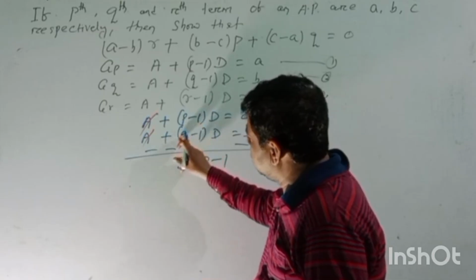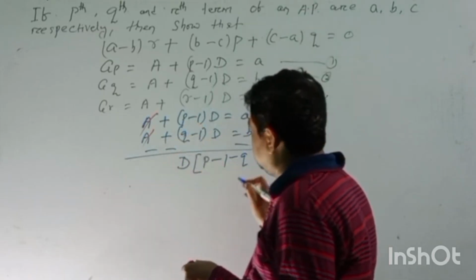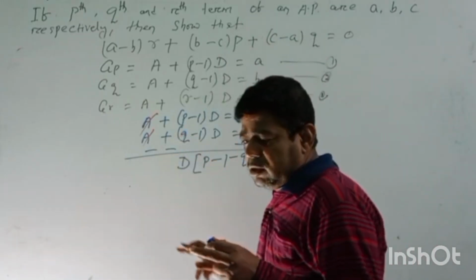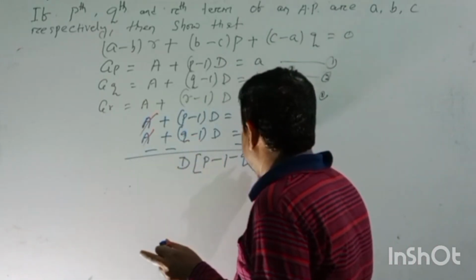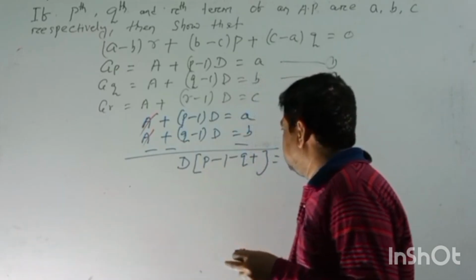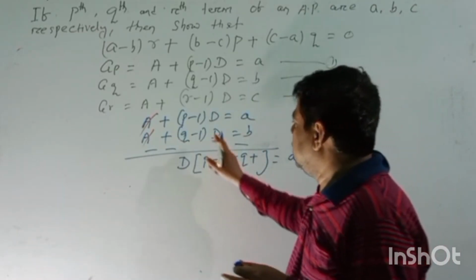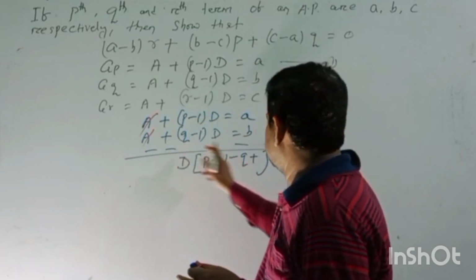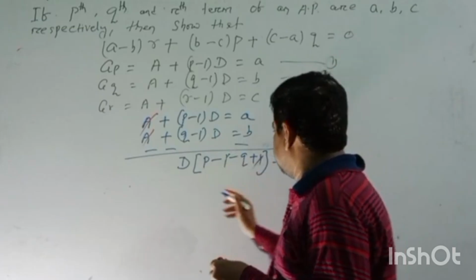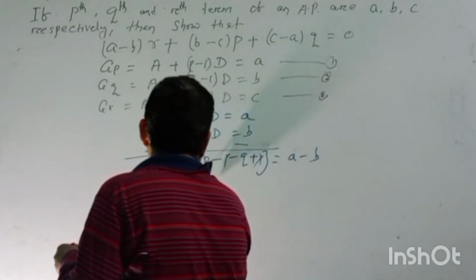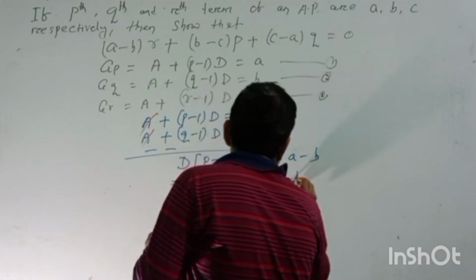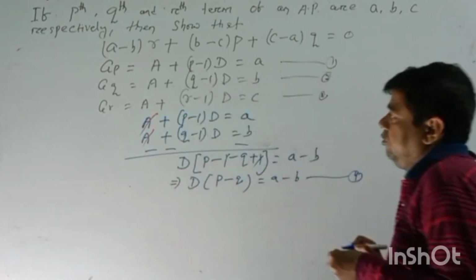Once again, see, here the sign is minus 1. Here the sign is plus q, so plus q will be minus q, because you know if there is a minus sign before the bracket, the sign will change. Look here. Similarly, minus 1 will be plus 1. And it is equal to a minus b. So D into (p minus 1 minus q plus 1). Here minus 1 plus 1 will be cancelled. So that implies D whole into (p minus q) is equal to a minus b. This is equation number 4.